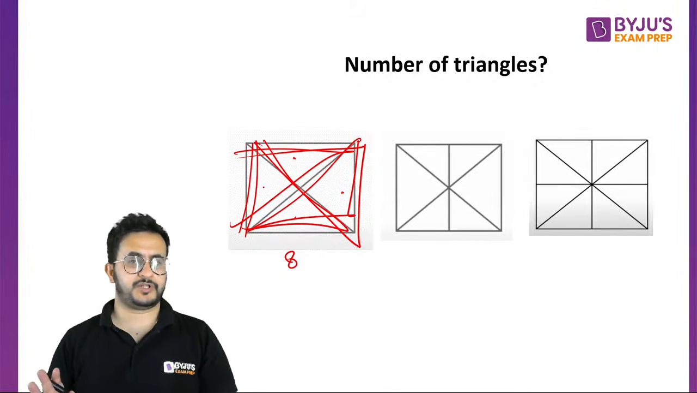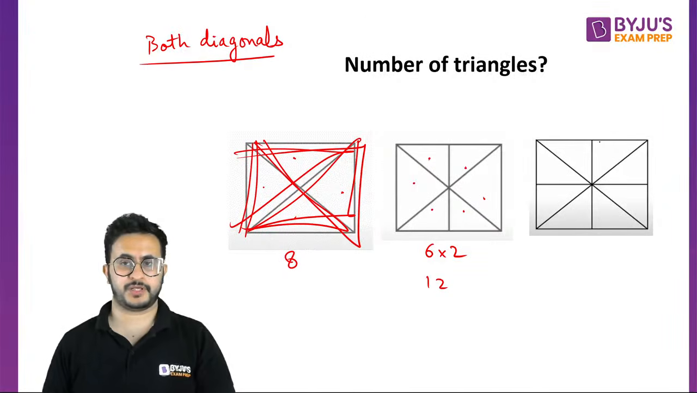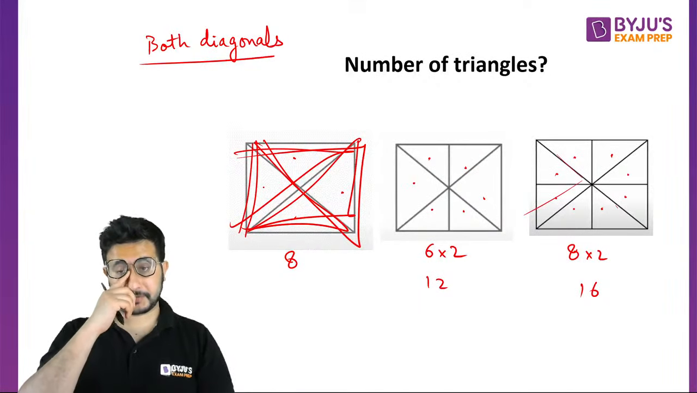See, there is a very simple concept in this. Whenever you have both diagonals, count the number of smaller triangles. 1, 2, 3, 4, 5, 6. 6 triangles into 2, that will be 12 triangles. Then 1, 2, 3, 4, 5, 6, 7, 8. 8 into 2, 16 triangles. The condition is that both diagonals of the square or rectangle should be present. So here also we have both the diagonals, and here also. That is the number of triangles in this.